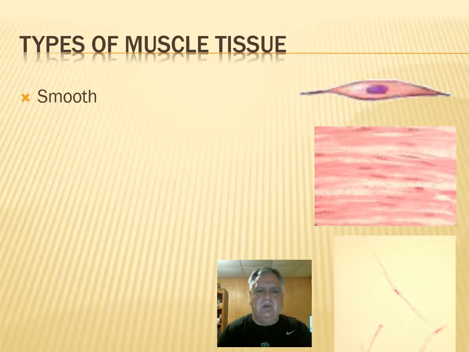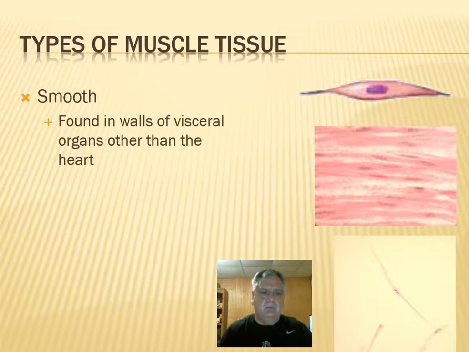The first type we'll take a look at is smooth muscle tissue. Smooth muscle tissue is the type of muscle tissue that's found in the walls of all the visceral organs other than the heart. Remember, those visceral organs are the ones that are inside our body. That would include things like blood vessels, the stomach, the intestines, and so on and so forth. All those visceral organs.